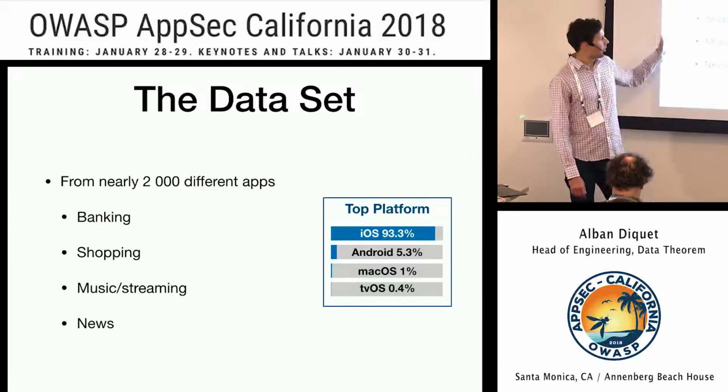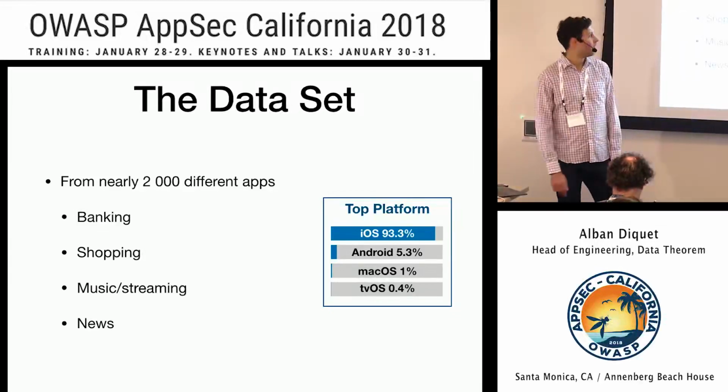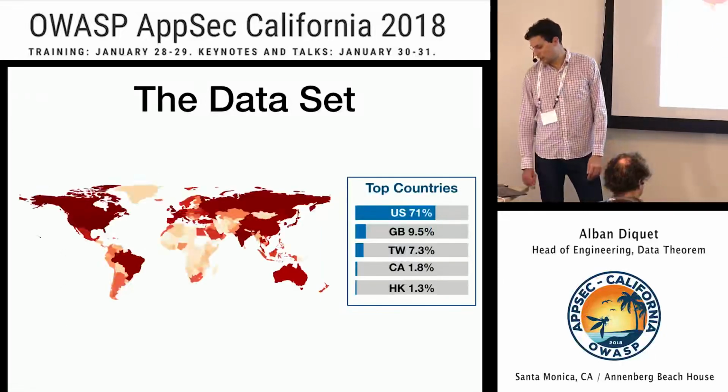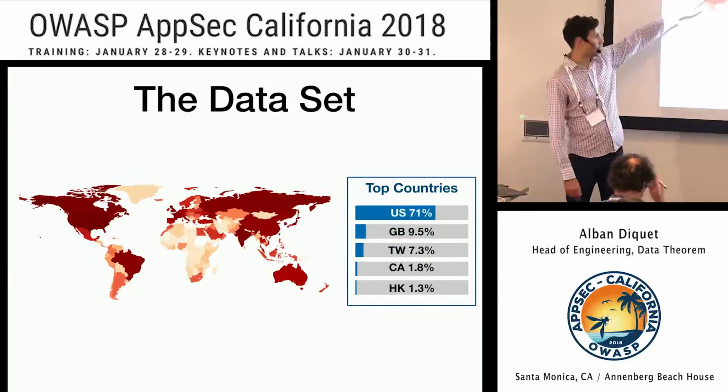So 2,000 different apps, all kinds of apps: banking, shopping, news. And if you look at it per country, again, this doesn't mean that the US is less secure or that there are more attacks.